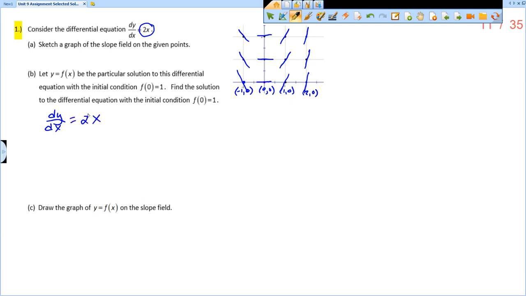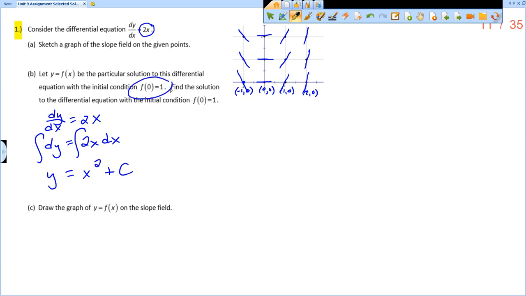Remember, if I have dy/dx equals 2x, the first step is to separate the variables. So dy equals 2x dx. Once I separate the variables, I'm ready to integrate. The integral of dy is y. The integral of 2x is 2x squared over 2, or just x squared, plus c. Remember, this is an indefinite integral.